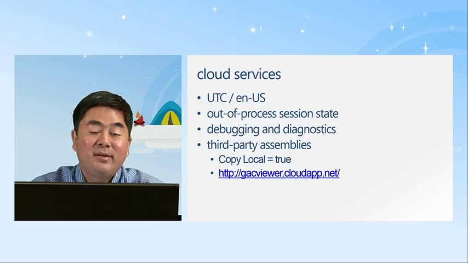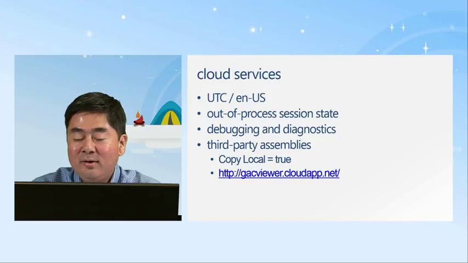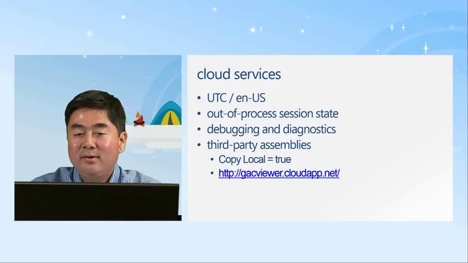If you're wondering what's actually in the GAC on Windows Azure, you can go to this site, gacviewer.cloudapp.net. There they list all the assemblies that are in the GAC by default, and you can even upload your CSproj file and it'll tell you what components are missing that you have to mark with Copy Local equals true.